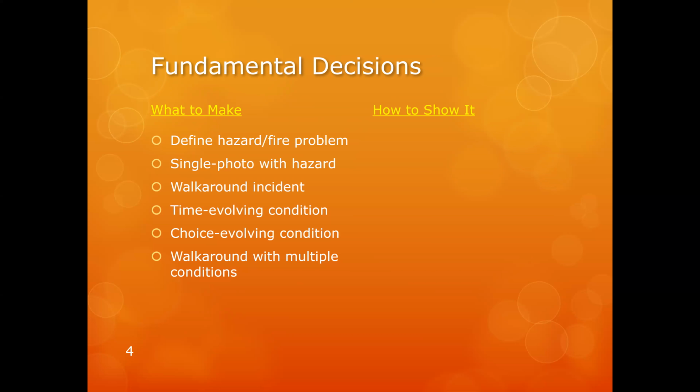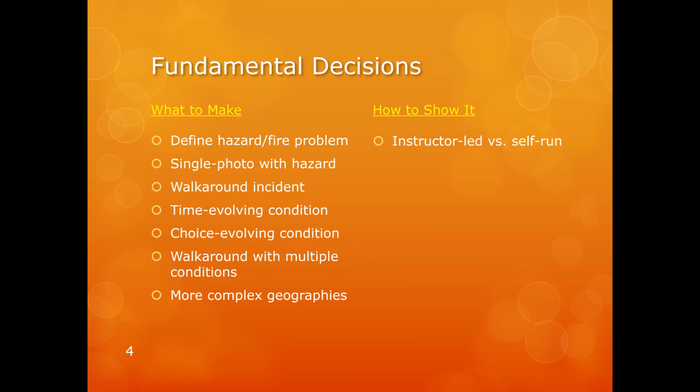Walk around with multiple conditions is where decisions or evolutions happen, where you want to take them through more than just a couple of minutes on the incident, on the fire ground. And then more complex geographies: maybe you want to walk through buildings, or maybe it's wildland, where it's not just a walk around of an ABCD. All these things are possible, but you really want to decide what it is you want to make and what it is you're going to make.